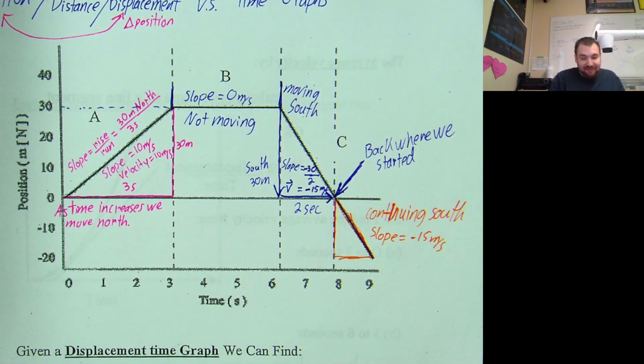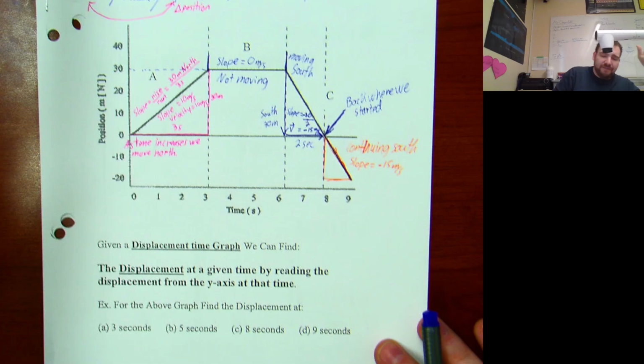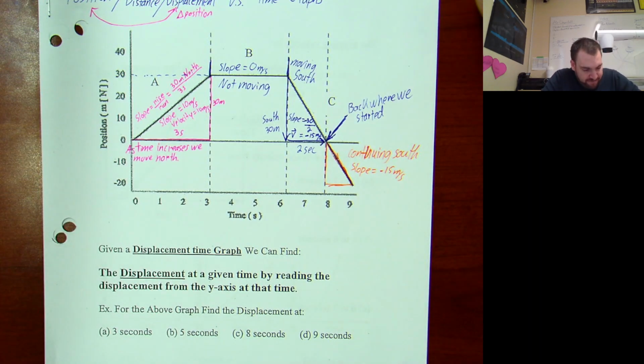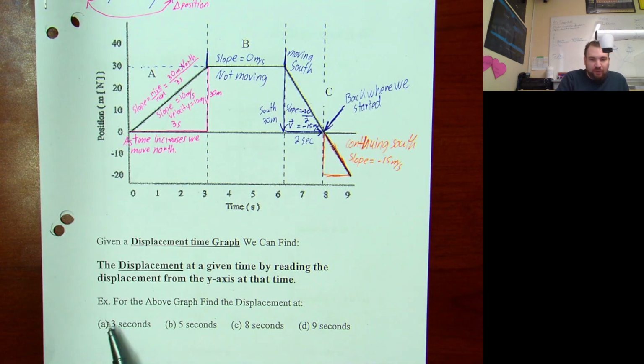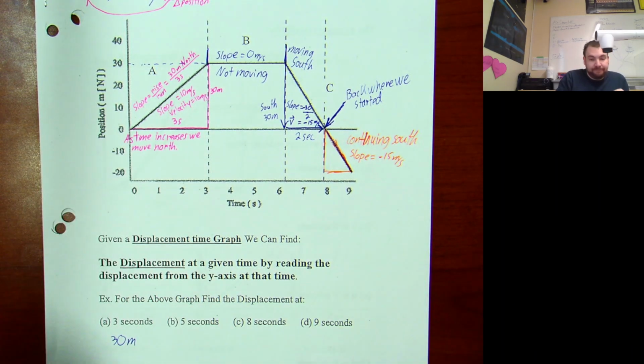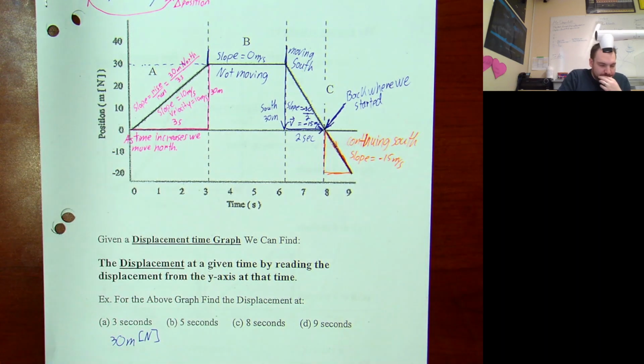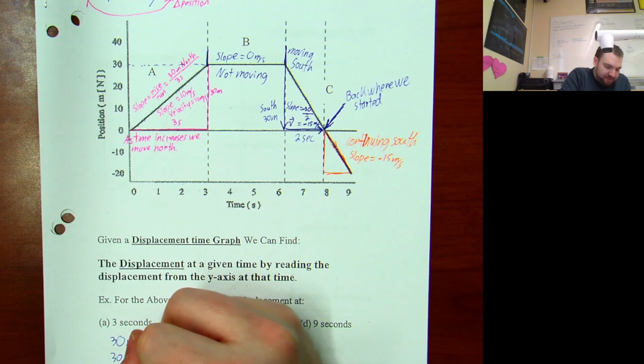So, now that we've written all that down, let's go through a little more concretely here. Given a displacement time graph, we can find a few things. We can find the displacement at a given time. You've done this already. You just did it by reading displacement from the y-axis at a given time. So at 3 seconds, where were we? We were at 30 meters. 30 meters what? Or I'll say it this way, 30 meters north.